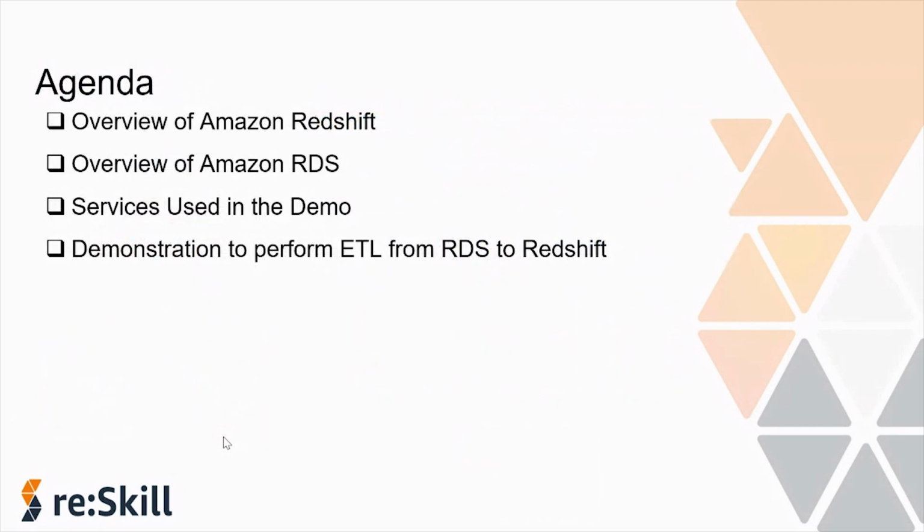So, our today's agenda is to give you an overview of how we can perform an ETL from RDS to Redshift as a part of this Redshift series. We are going to talk about Amazon Redshift from the overview perspective. We will have a quick discussion on an overview of Amazon RDS. I will be giving you an idea on the services we are going to use in this demo. And finally, I'm going to show you a hands-on demonstration to perform ETL from RDS to Redshift.